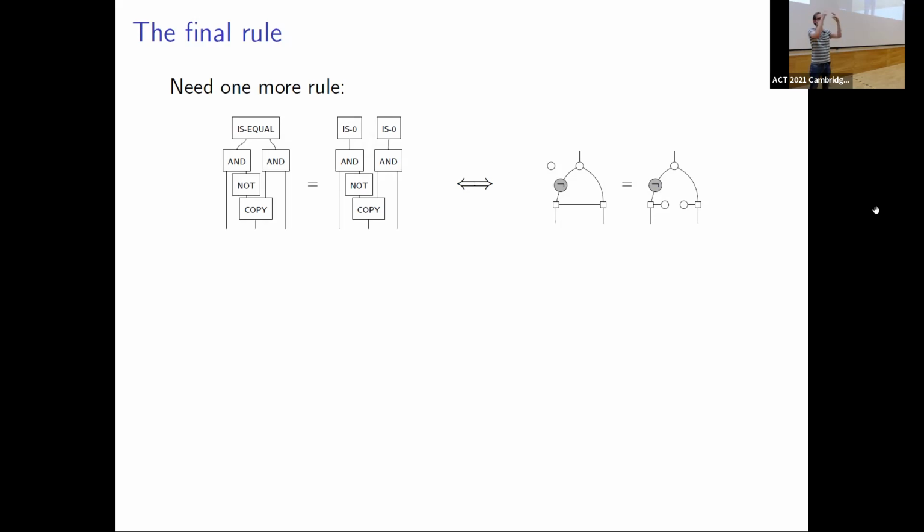So the only way the outputs can be equal is if the outputs are both 0. Okay, so this is kind of a property of the AND gate. And this translates to this rewrite rule on the right. So this is a bit more complicated.